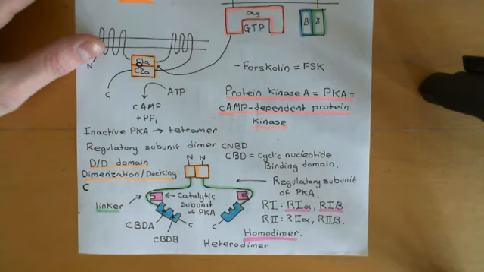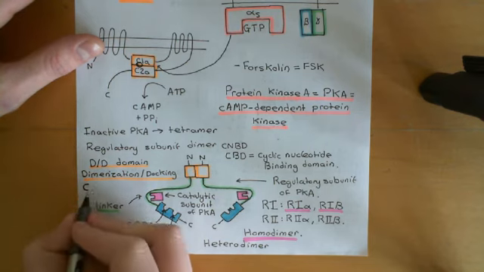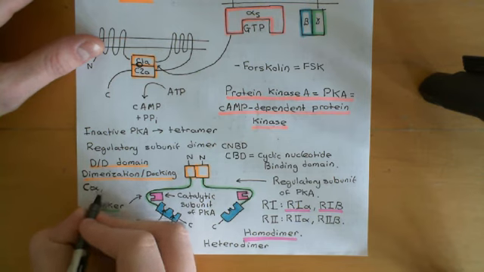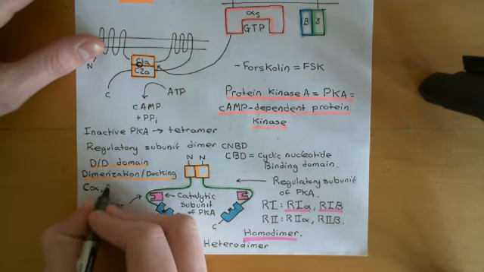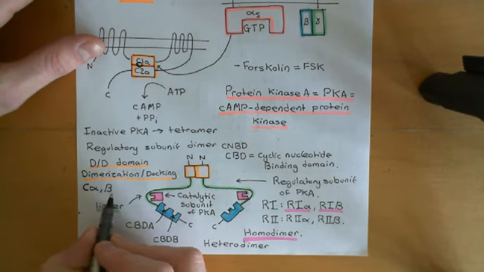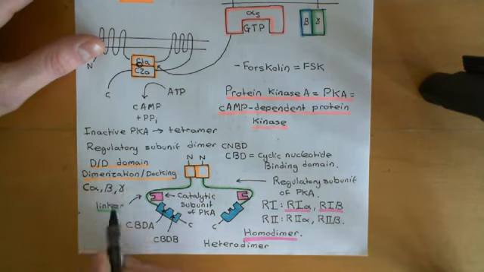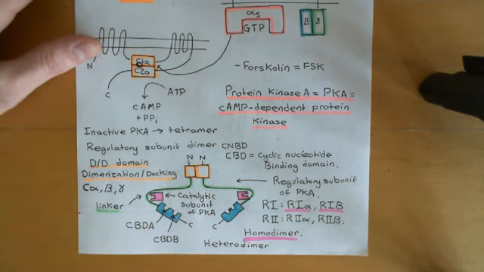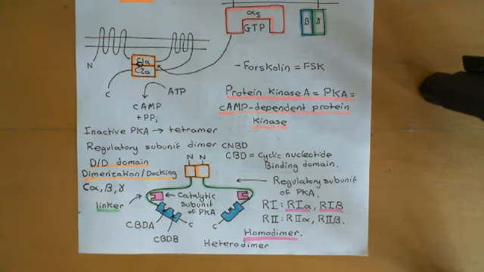So just like there was not just one regulatory subunit of protein kinase A, there is not just one catalytic subunit of protein kinase A. There are actually three different types of catalytic subunit of protein kinase A. The catalytic subunit alpha, the catalytic subunit beta, and the catalytic subunit gamma. Now, they all do the same thing. They all phosphorylate serine and threonine residues within proteins.